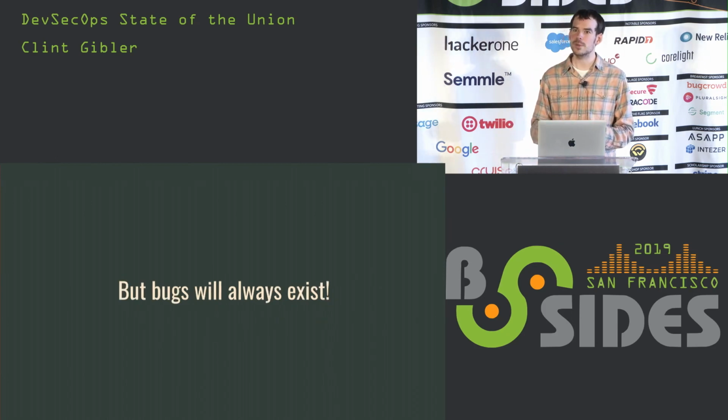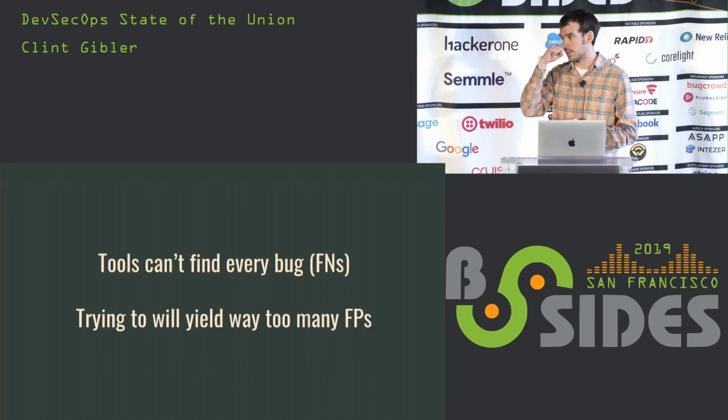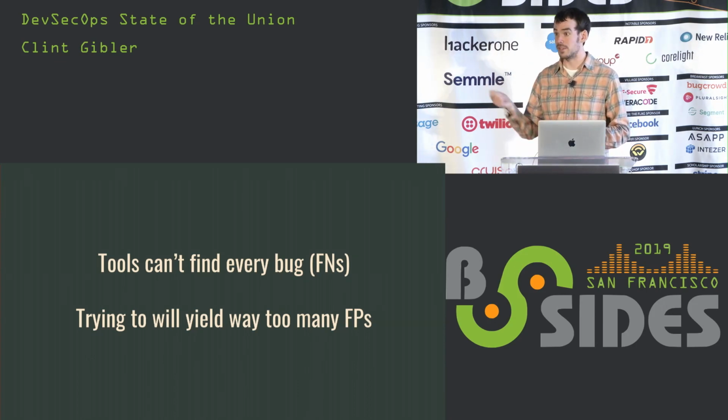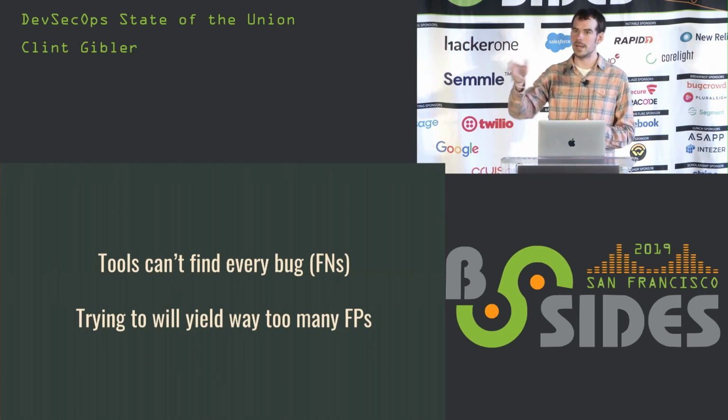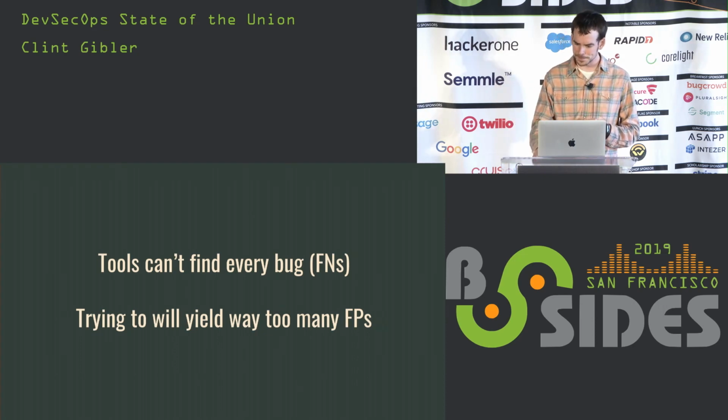Right? But bugs, I think, are always going to exist as long as you have a non-trivially sized code base. And tools generally can't find every bug. There's always going to be false negatives. So in access control or business logic flaws, or just fundamentally the flow is too complex, or you don't have enough context. And you can try to turn the tool knob up to being as over-approximate as possible, but then you're going to get drowned in false positives.